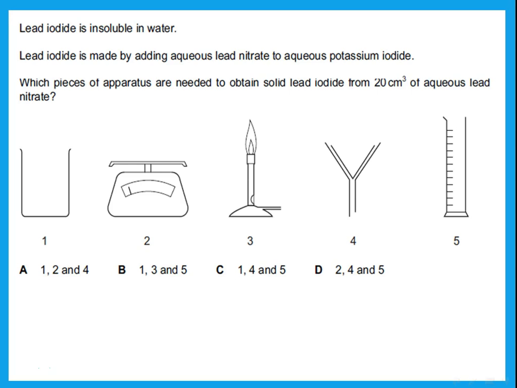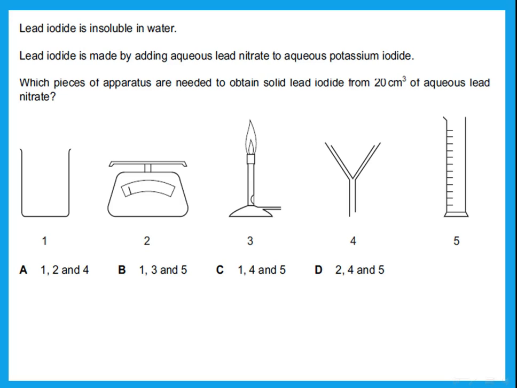Lead iodide is insoluble in water. Lead iodide is made by adding aqueous lead nitrate to aqueous potassium iodide. So basically what he's doing is adding a solution of lead nitrate to a solution of potassium iodide, and what he's getting is something insoluble. That means he gets a precipitate. A precipitate is a solid that comes out of the solution or forms during the reaction.